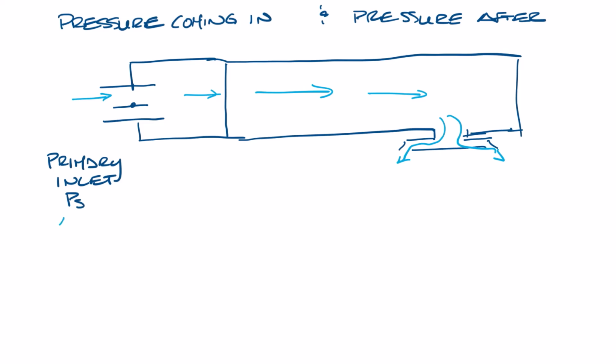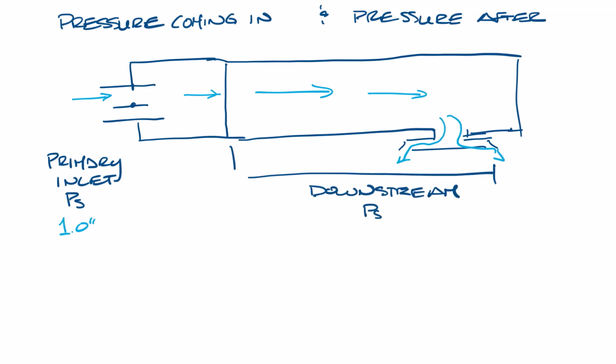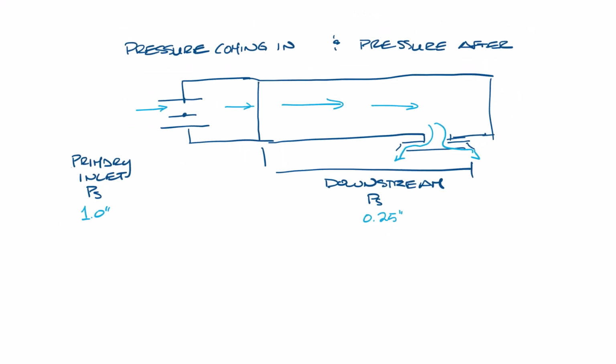1.0 inches is a good starting point. Next, you'll need to know the downstream static pressure. That's the pressure loss through the ductwork and the diffuser or grill after the VAV box. AHRI 880 says to use 0.25 inches for manufacturer catalog data, and that's a pretty good typical pressure to use for selection as well.